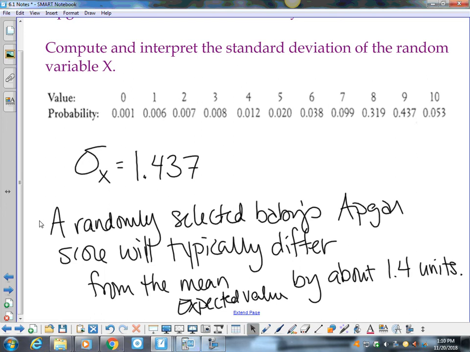So can you see me in the future? Can y'all listen and write at the same time? Can y'all see me in the future give you a problem, ask you to find the expected value and the standard deviation and interpret what both of them mean? And I want two very specific sentences for those. Practice on your homework.